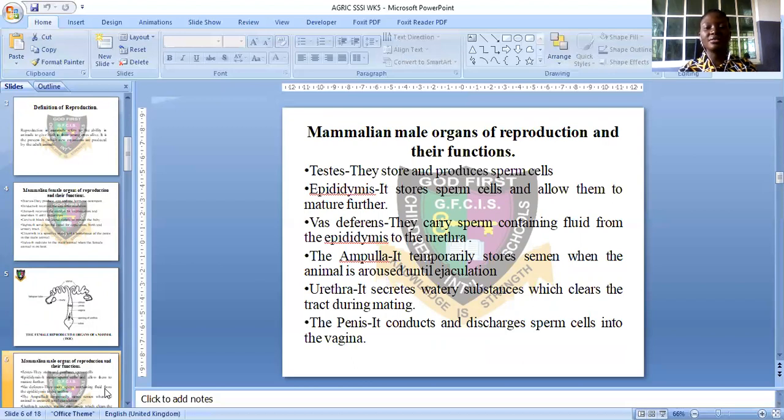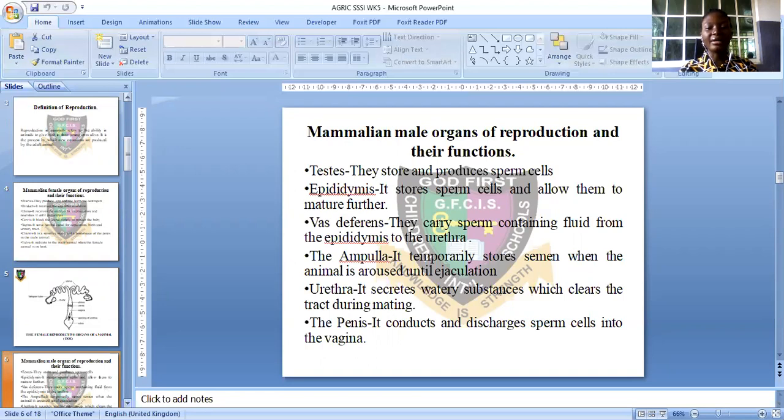Also, we have the vas deferens. The vas deferens carries sperm-containing fluid, which might be the semen, from the epididymis to the urethra. Also, we have the ampulla. The ampulla temporarily stores the semen when the animal is aroused until ejaculation, that is the release of the semen.